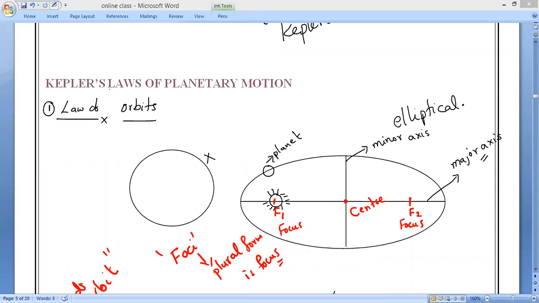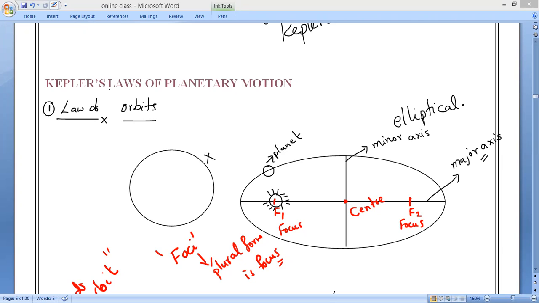Have you understood? The sun is at one of the foci of the orbits. This law is also known as the law of orbits. Is it okay, everybody?